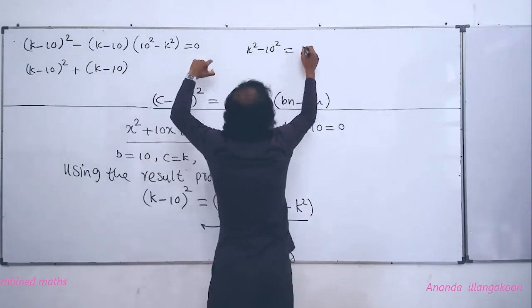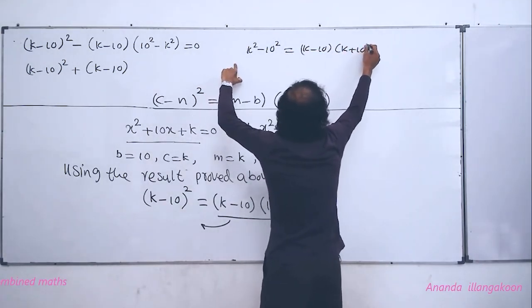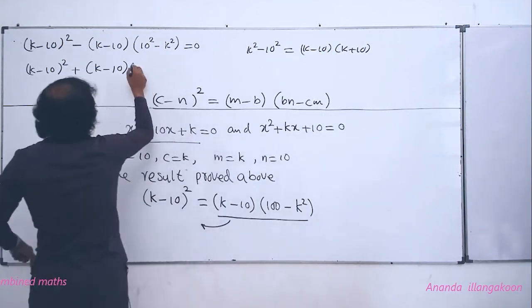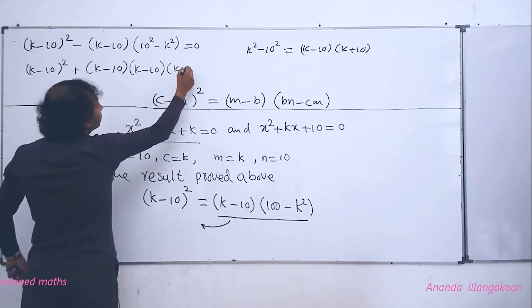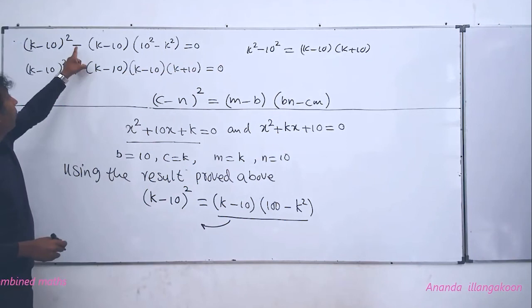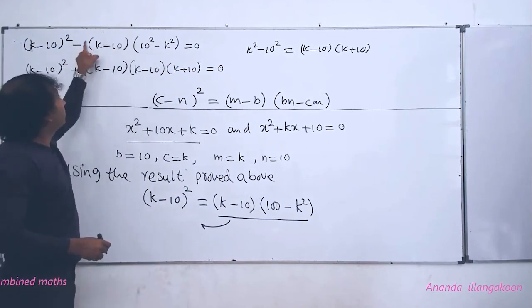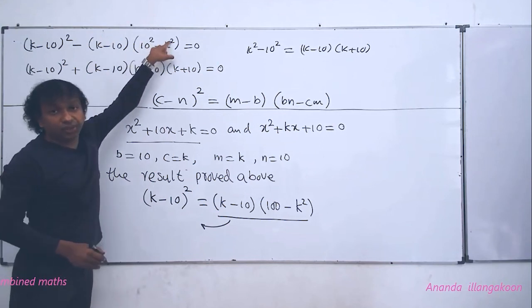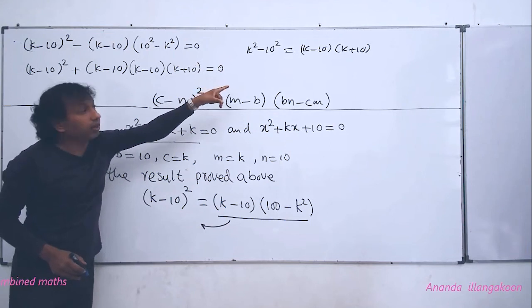People, you can write this by factorizing as K minus 10, K plus 10. Then straight away I write this one. How, people? K minus 10, K plus 10. I did two simplifications in one step. What is that? Minus sign I include into this, then this place will be plus. This is now K squared minus 10 squared. K squared minus 10 squared I factorize by using the difference of two squares like this.